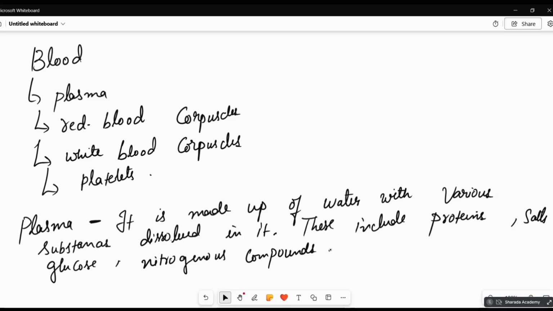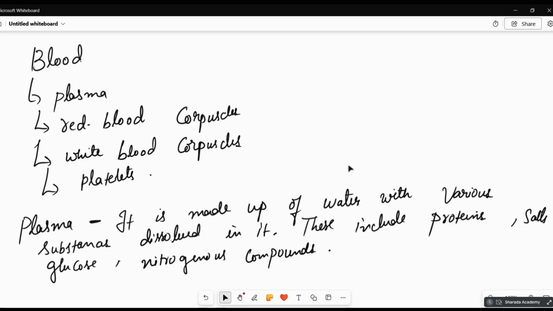So what does it mean? Protein, salts, glucose, all this is digested in the small intestine, absorbed, and passed through the blood to the cell. So it is passed through the plasma. That is the meaning here. Protein, salts, glucose are passed through the plasma into every cell, and nitrogenous waste from the cell is passed on through the plasma to the kidney.